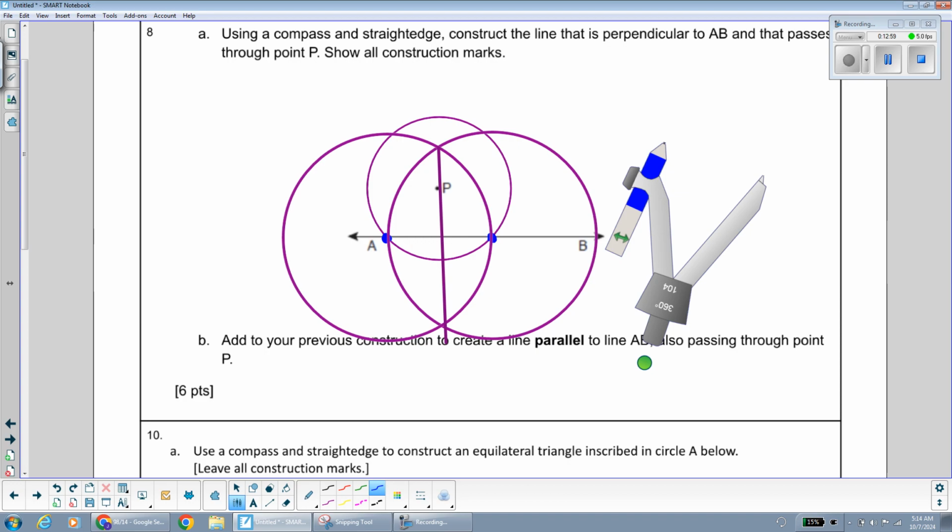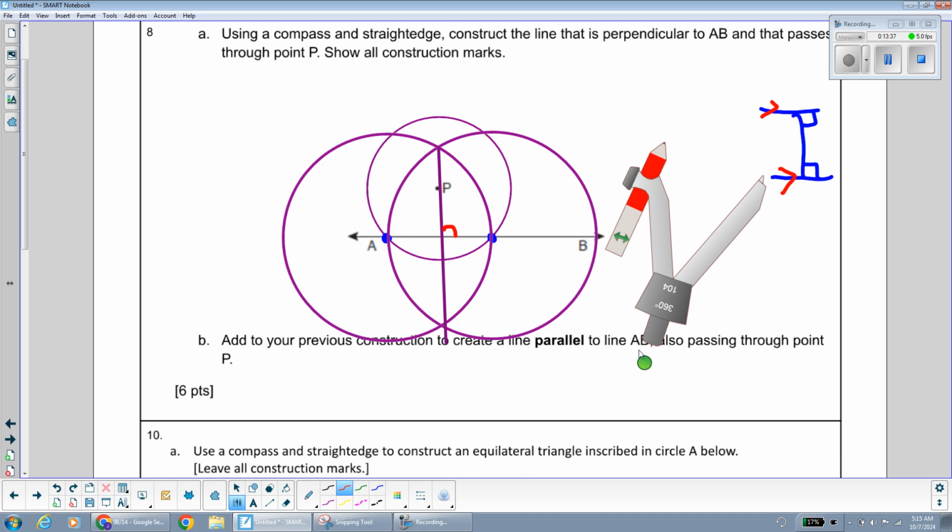Second part is to add to this construction to make the line parallel to AB. So if we have two lines that are perpendicular to the same line, that will mean that those lines are parallel. So we already have AB perpendicular to the perpendicular line that we just constructed. So what we need to do is we just need to construct another perpendicular line to this line as well. If we make another line perpendicular to this line, it'll be parallel to the original.